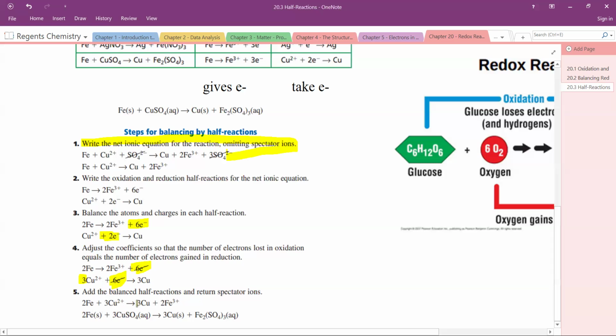And then I can throw the spectator ions back on. So the copper 2+ becomes copper sulfate, and the Fe3+ becomes iron sulfate. And then I've balanced my equation. And this would be my balanced equation at the end here.